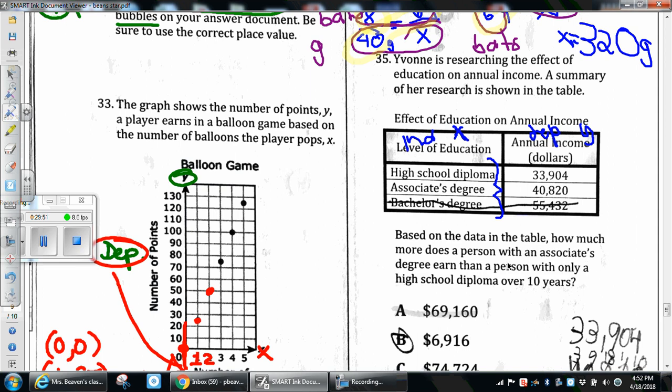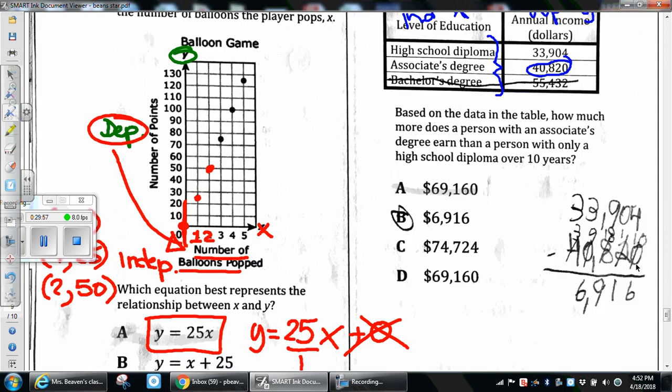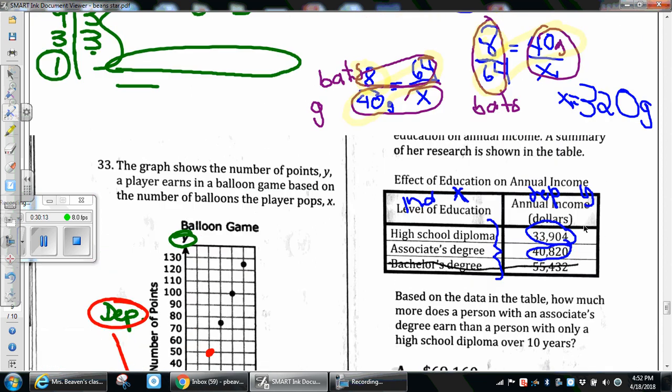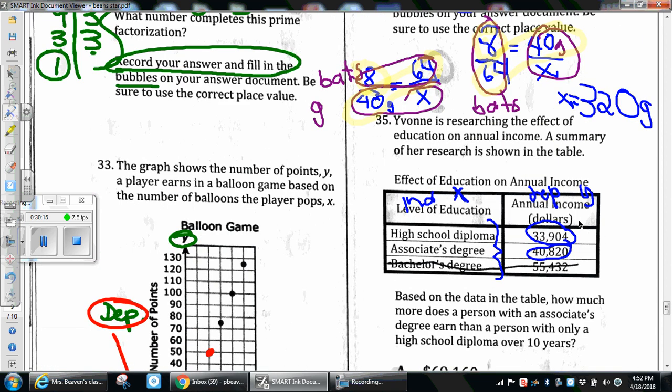And so here what we had to do is take our associate's degree, which is 40,000, and subtract 33,904. That is question 35.